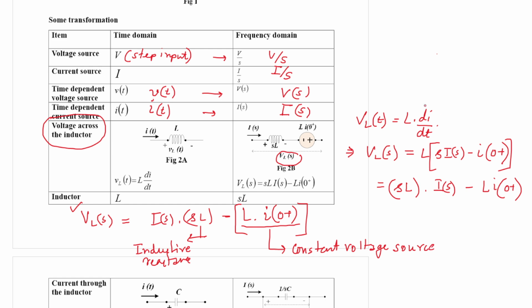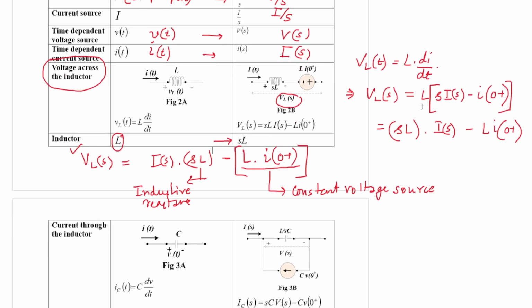So this is directly the application of the derivative rule, which we have discussed in module number 8, while discussing the properties of the Laplace transform. So when an inductor is encountered, its equivalent representation in the Laplace domain will be SL. That is a very interesting and important observation you should make.